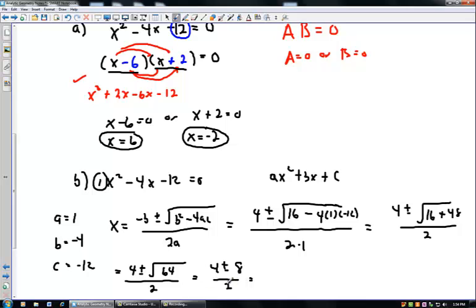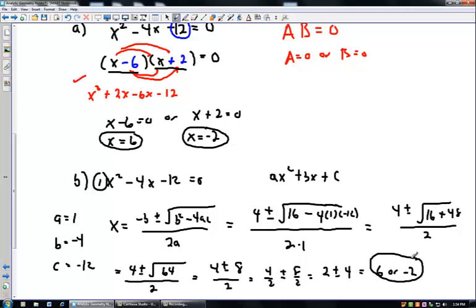Now here's where you need to be careful. When you divide an addition or subtraction by 2, the 2 is given to both of these. So this is really 4 over 2 plus or minus 8 over 2. So that's really 2 plus or minus 4, which equals, if you take the plus part, you get 6, or if you take the minus part, you get negative 2. And those are my two answers again, just like I expected.